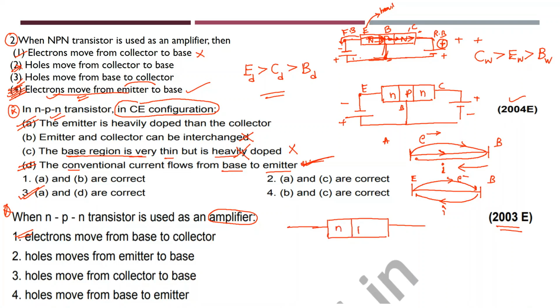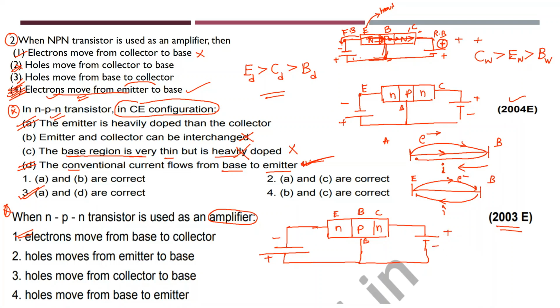This is N, this is P, and this is N. This is emitter. Don't concentrate on the size, I have drawn it roughly. This is base and this is collector. The emitter base junction should be forward bias, so this should be the negative terminal and this the positive terminal, and this should be reverse bias, so this should be positive and this negative. So this is base, this is collector, this is emitter, and this is base. This is negative terminal, this is positive terminal, this is positive terminal, this is negative terminal.